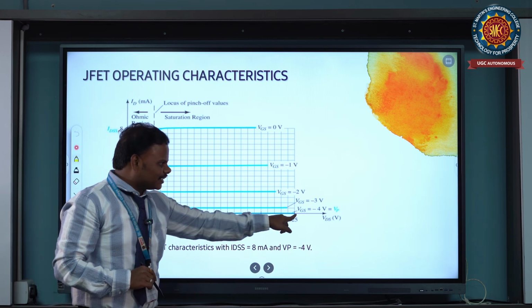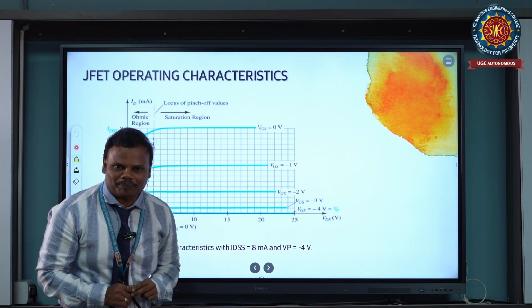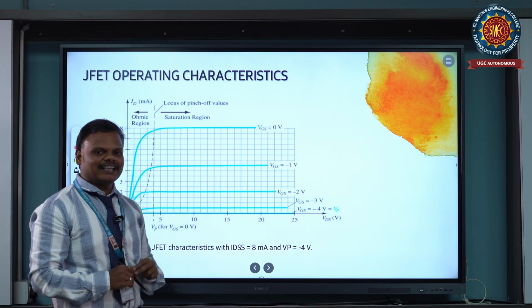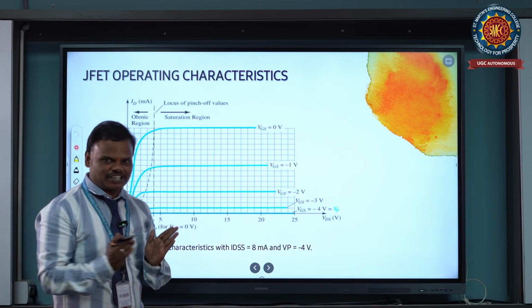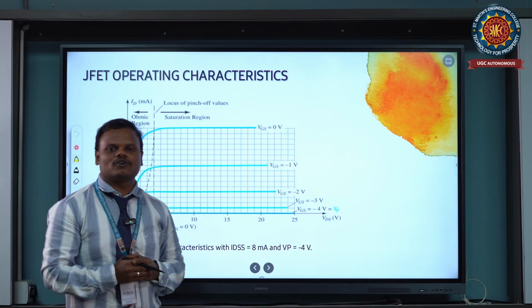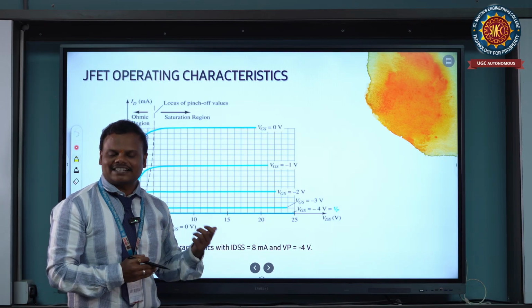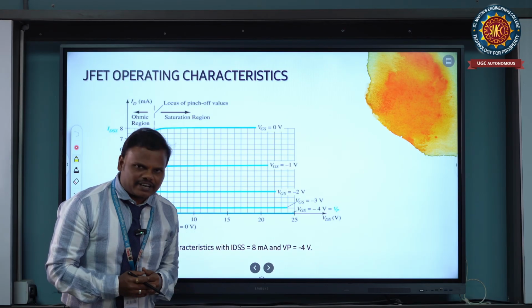But after a particular value of VGS, that is when VGS is equal to the pinch off voltage, the device goes to the off condition. That is, two depletion regions will touch each other, which causes no flow of current in the device, so the device operates in the cut off condition.